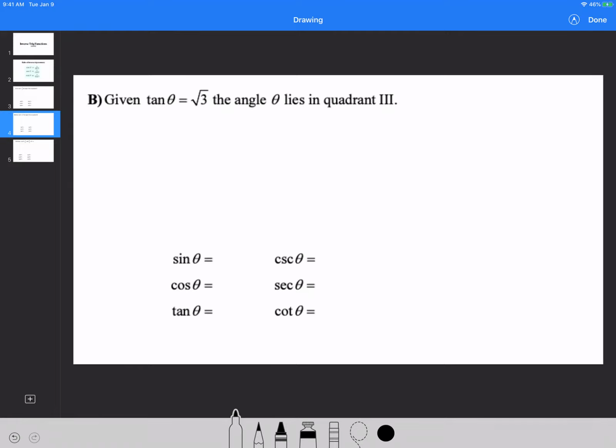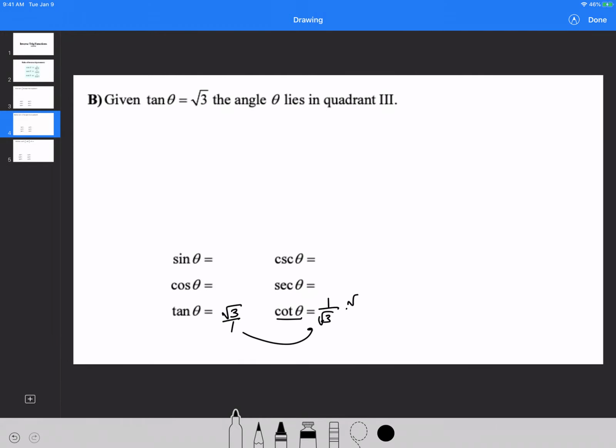Let's try this question on your own. Then that will conclude the video for today. Given the tangent of theta is equal to square root of 3, and theta lies in quadrant 3. Your answer here, you should start with that. This is square root of 3, and cotangent is simply the reciprocal of it. So that means it's 1 over square root of 3.